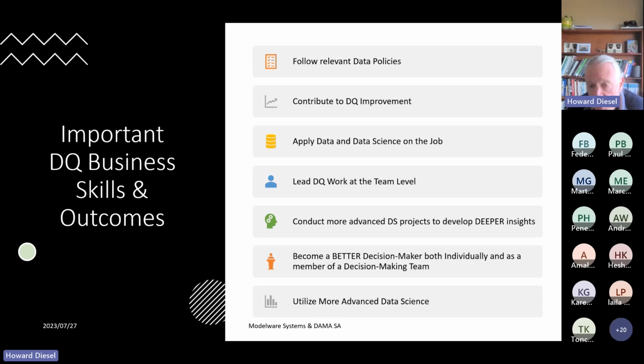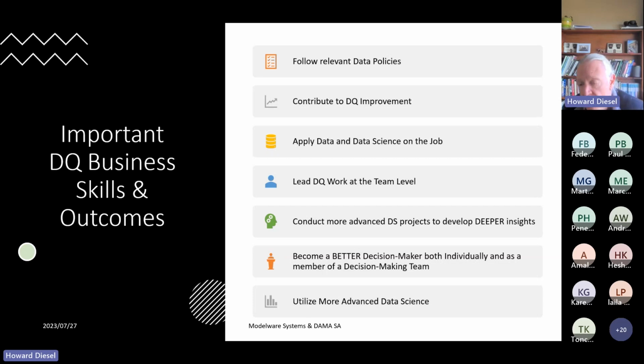And then can they do a root cause analysis to say it's coming from this business process, this field, these people are capturing it incorrectly? Can they help us understand how to improve the quality that we're facing? Then we go on to applying data on the job. So how do we get the BI report or the statistical analysis or the forecasting? How do we apply it? Then it's about being able to lead the data quality work at a team level when we do the assessments. Then we want to do more advanced data science to go deeper.